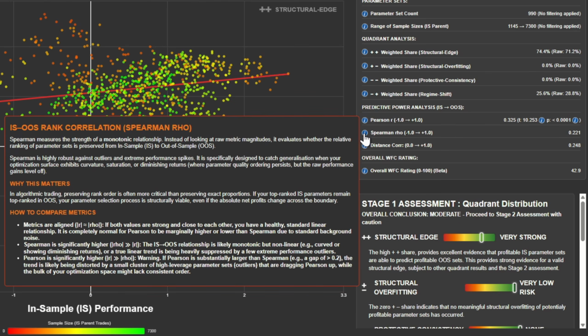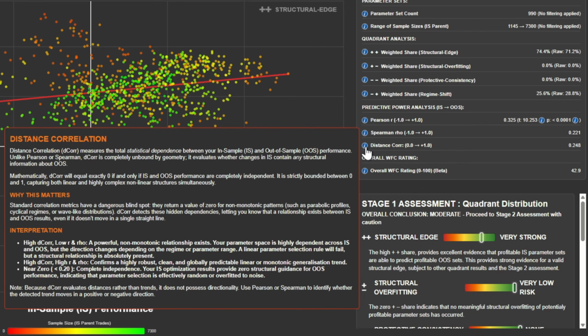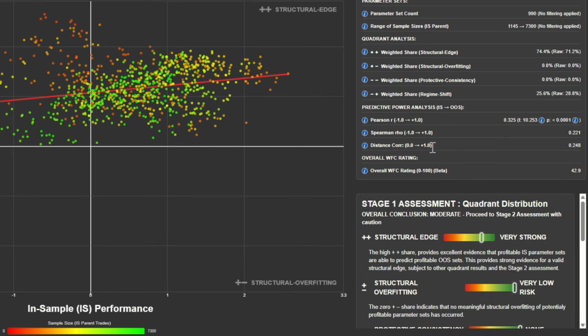High correlations mean the surface is predictive. It contains real forward-looking structure. Low correlations mean the surface is non-predictive. The in-sample results are mostly noise. And this is the difference between trading with confidence and trading blind.